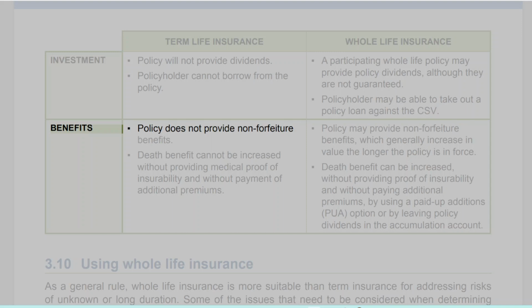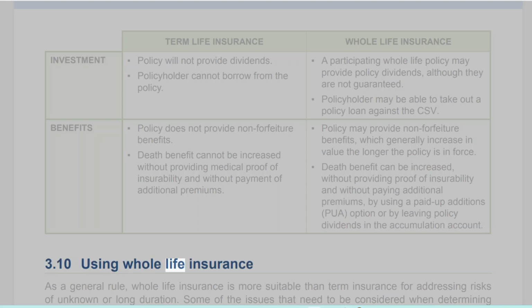Benefits. Term: policy does not provide non-forfeiture benefits. The death benefit cannot be increased without providing medical proof of insurability and without payment of additional premiums. Whole life: policy may provide non-forfeiture benefits, which generally increase in value the longer the policy is in force. The death benefit can be increased, without providing proof of insurability and without paying additional premiums, by using a paid-up additions (PUA) option or by leaving policy dividends in the accumulation account.